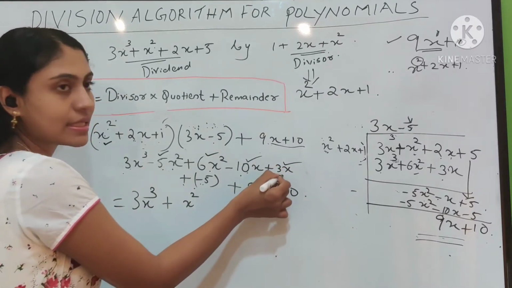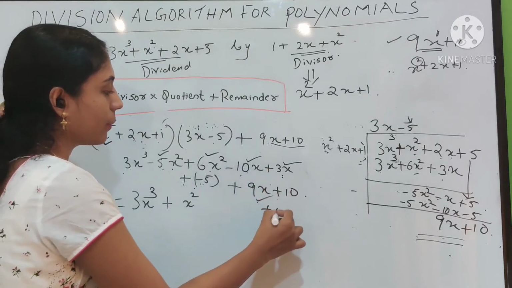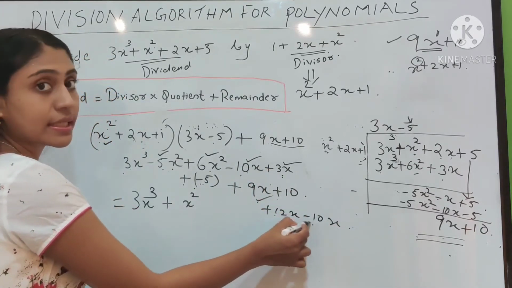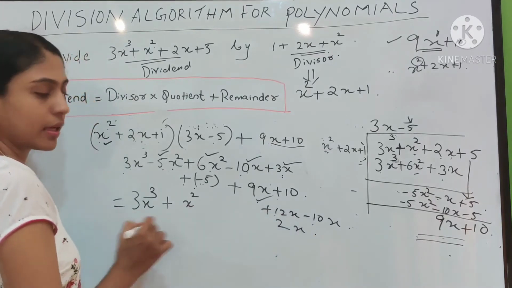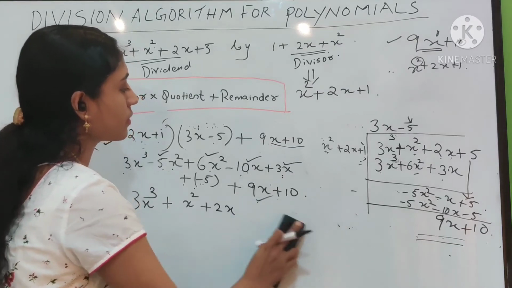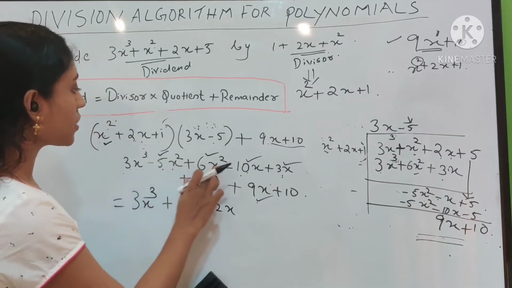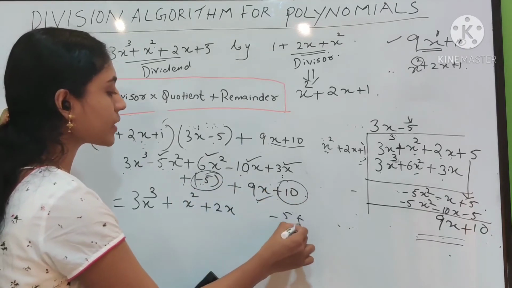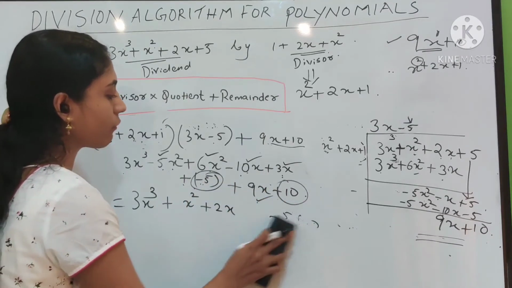So plus 9 plus 3, it is plus 12. Plus 12x minus 10x. So 12 minus 10, it is 2x. Okay, so plus 2x. Then what about the constant terms? Is there any constant term? Yes, minus 5 and plus 10. So minus 5 plus 10 or 10 minus 5, it is plus 5.